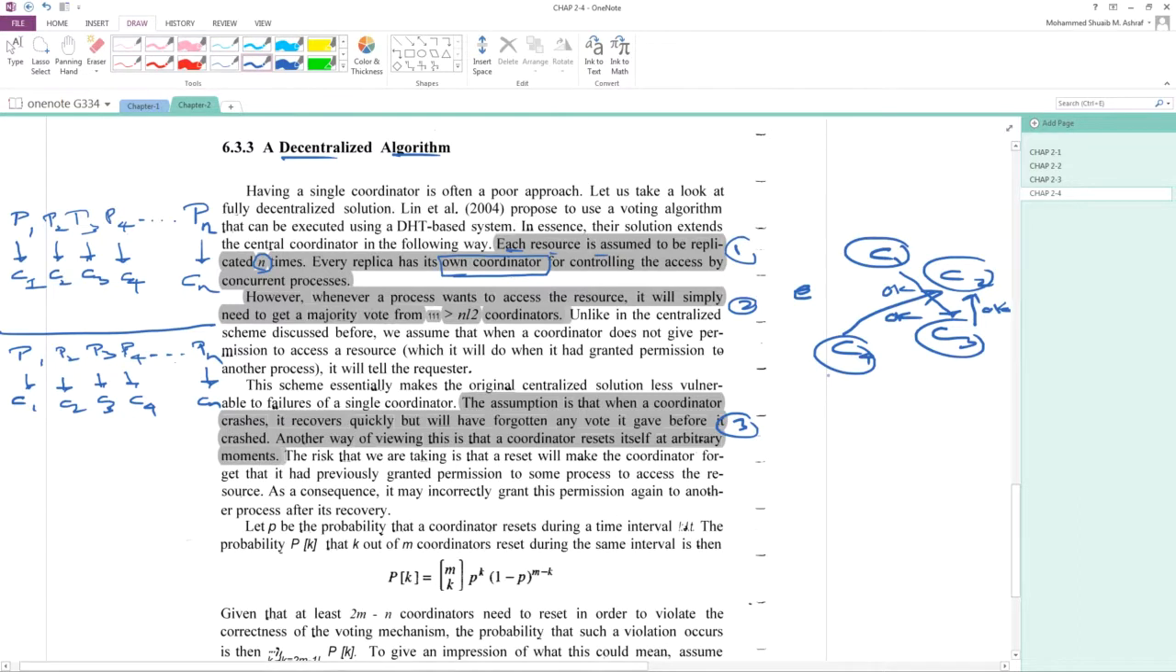That is, among the four processes, C1 sends permission to C3. C3 and C4 send permission to C2. So which one has more permission? C2 has two. So that's why here C2 accesses the resource.